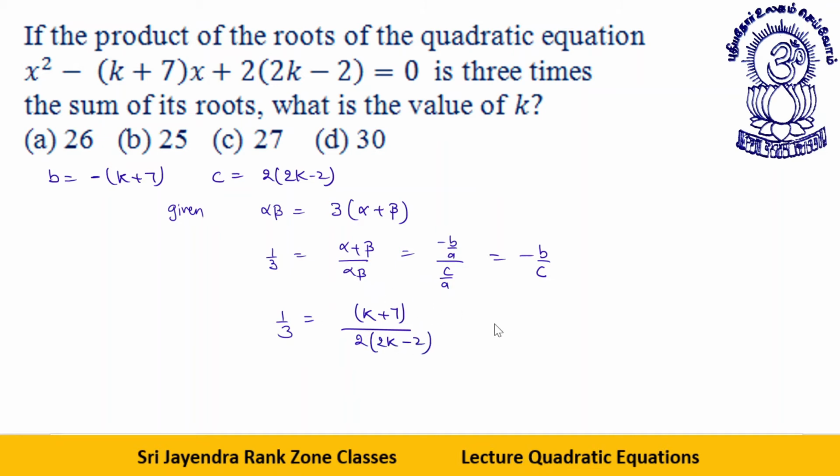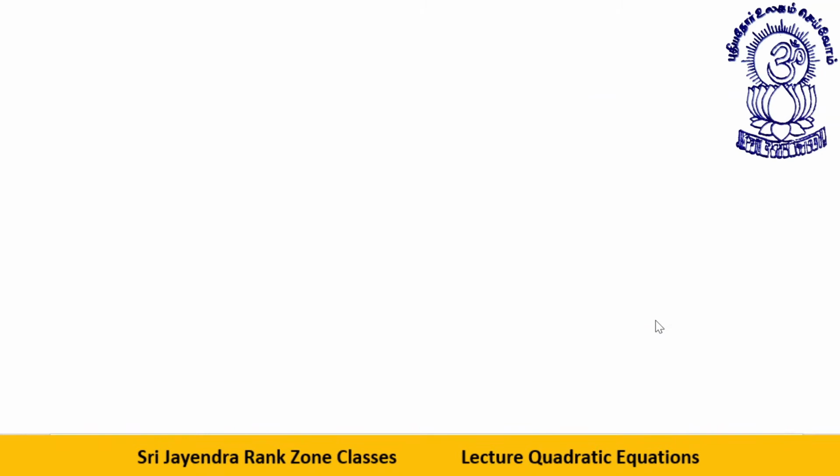Let's just solve it. Nothing tough now. So this implies, I take this 2 into 2k minus 2 over here. 4k minus 4 is equal to 3k plus 21. See, 4k minus 3k is k, is equal to 21. This minus 4 comes over here, plus 4. So k is equal to 25. K is equal to 25, which is the option B. Got it? Let's proceed to the next question, dear students.